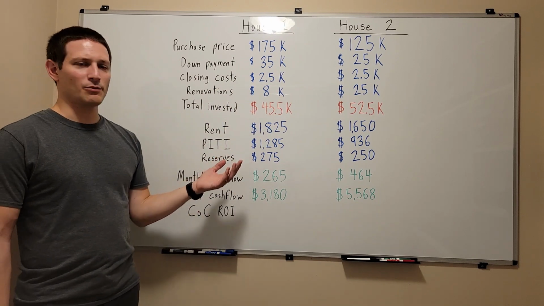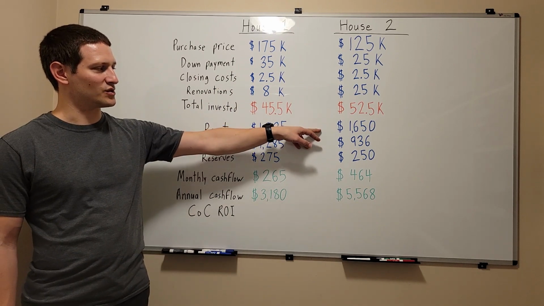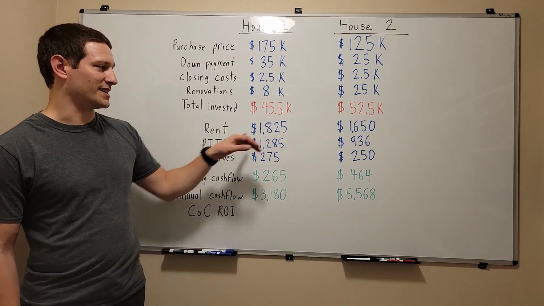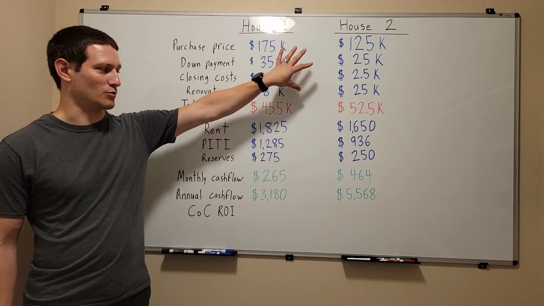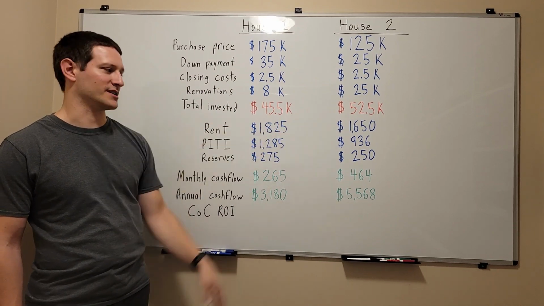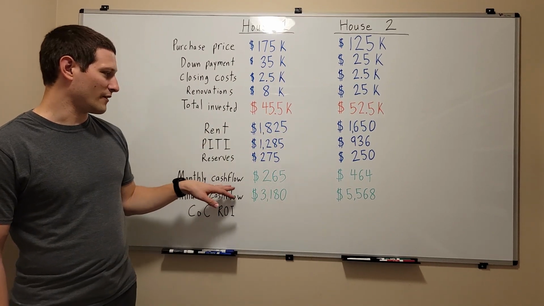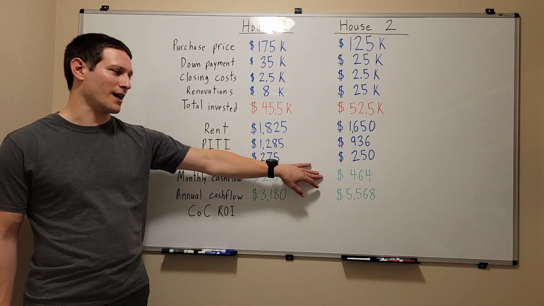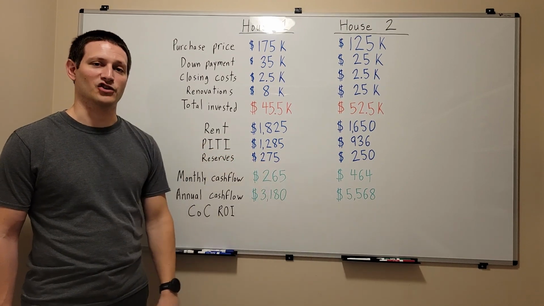That house, because it was smaller, would have rented for a little bit less, so around $1,650. But the PITI also would have been less because it's a smaller mortgage, and our reserves would have been slightly less because it's a percentage of rent, and your rent is a little bit lower. This one, however, would cash flow about $464 a month or over $5,500 a year.